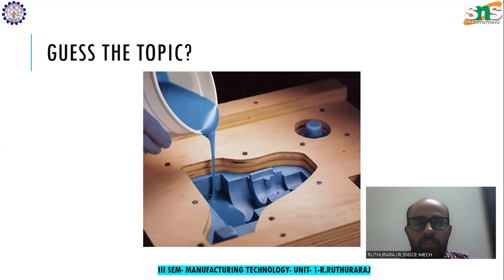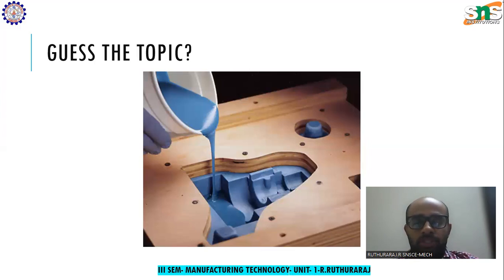So we'll be discussing a new topic in today's lecture. I would like you all to guess the topic. As you can see from this image, the topic is about some kind of manufacturing process. Since the subject is manufacturing process, this topic has to be some kind of manufacturing. So what type of manufacturing is it? I would like you all to guess. Those who know the answer, kindly post in the comment section.